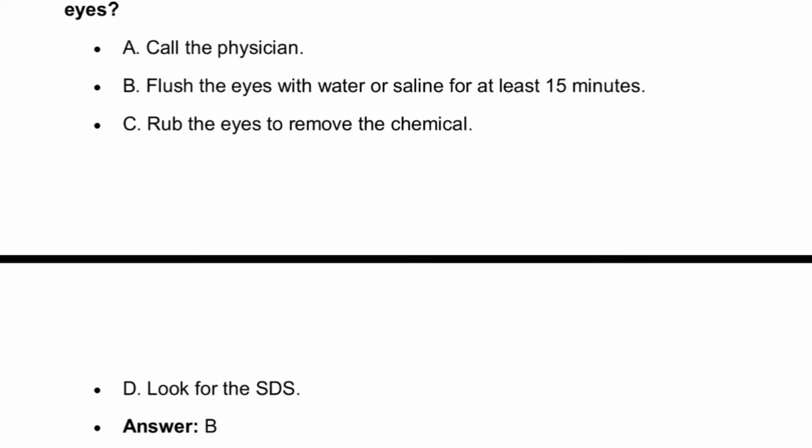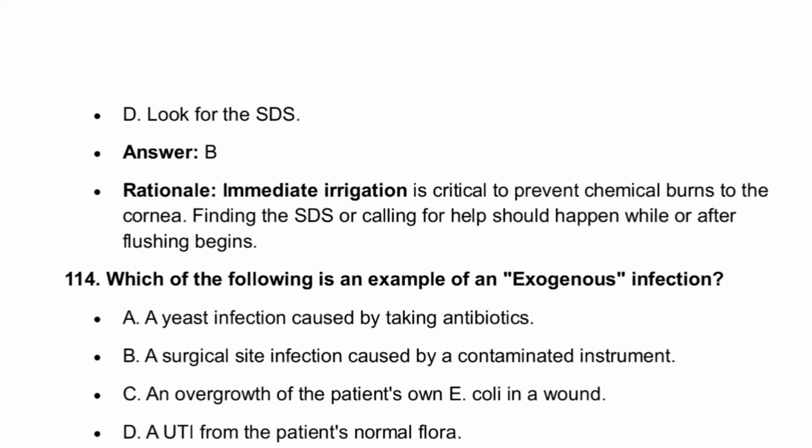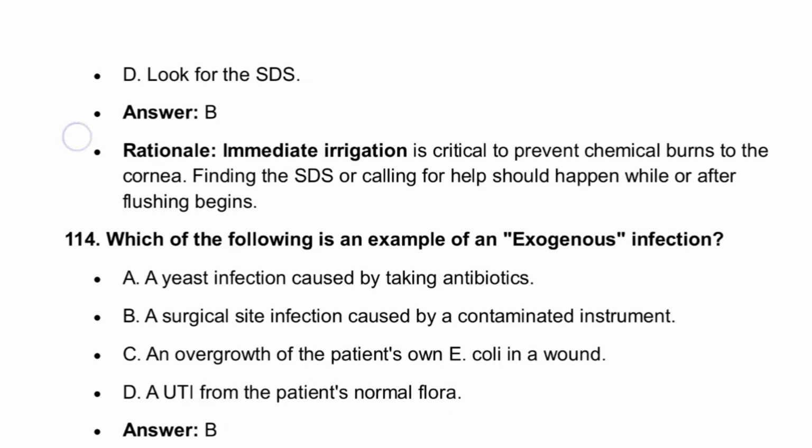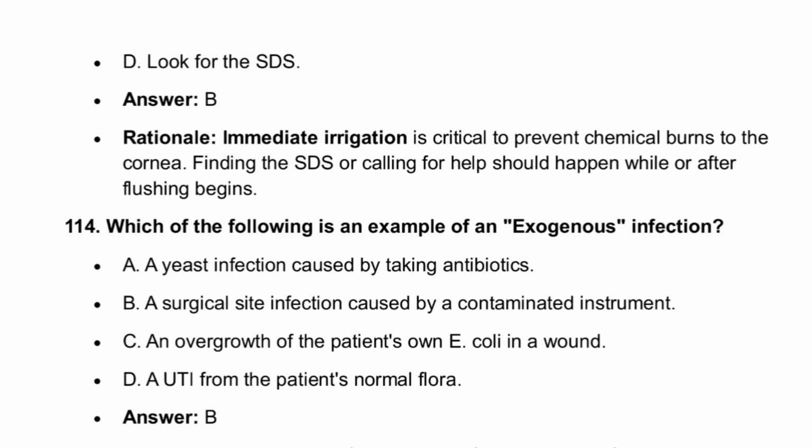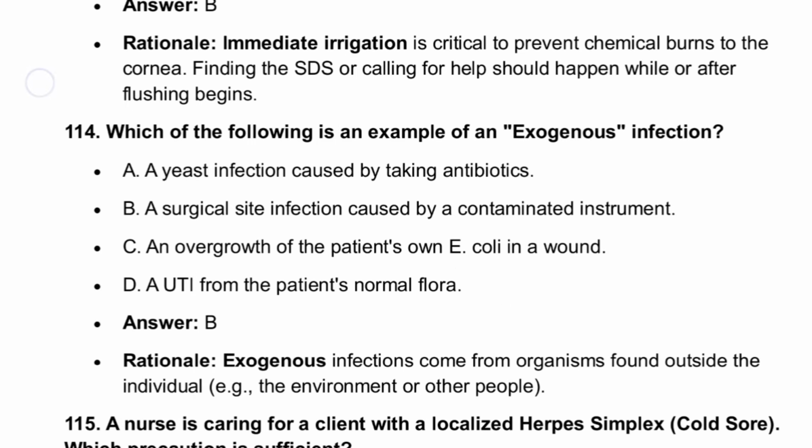এটা হচ্ছে যে বি, flush the eye with water or saline for at least 15 minutes. Which of the following is an example of an exogenous infection? Endogenous, exogenous. B, a surgical site infection caused by the contaminated instrument.